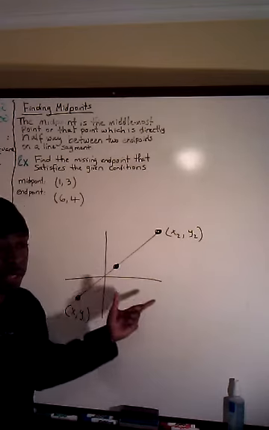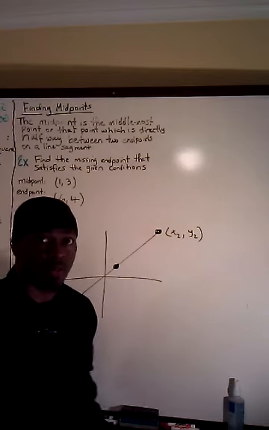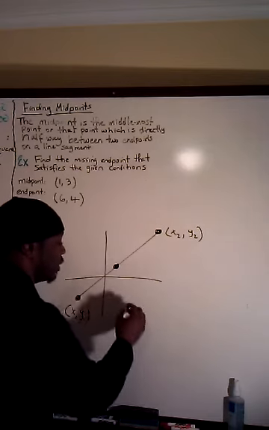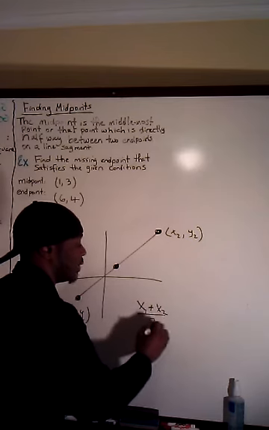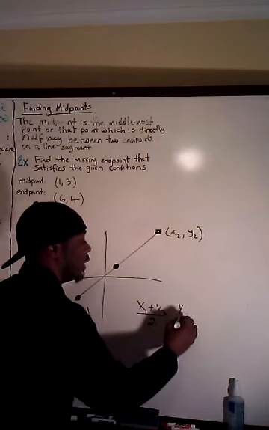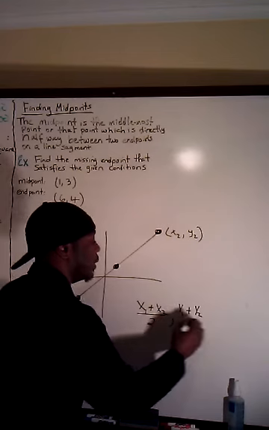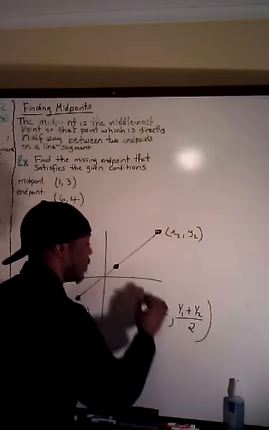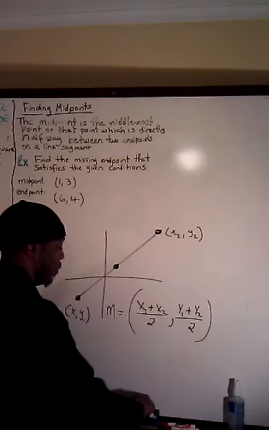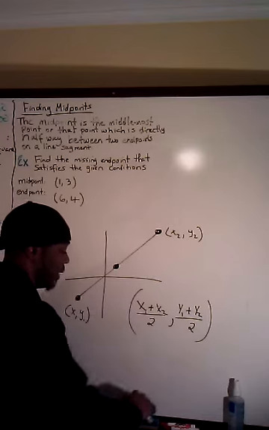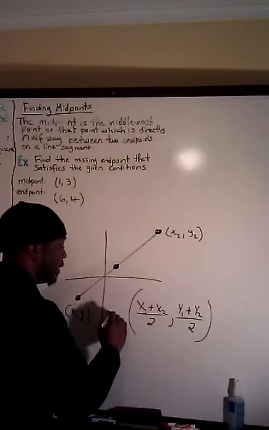And we determined that we could find that middle point by using the midpoint formula, which we said was x1 plus x2 divided by 2, y1 plus y2 divided by 2. And we said we could actually determine the midpoint using this formula.